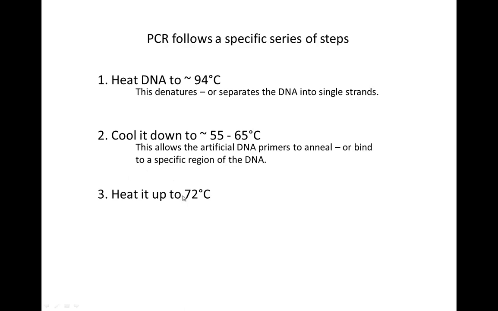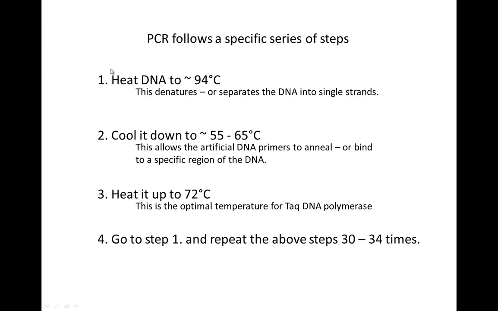Then step 3, we heat it up to 72 degrees Celsius, which is the optimal temperature for Taq polymerase to elongate the 2 new strands of DNA. Step 4 is to go back to step number 1 and repeat. So it's going to wash, rinse, repeat, and we'll do that 30 to 34 times around this cycle.